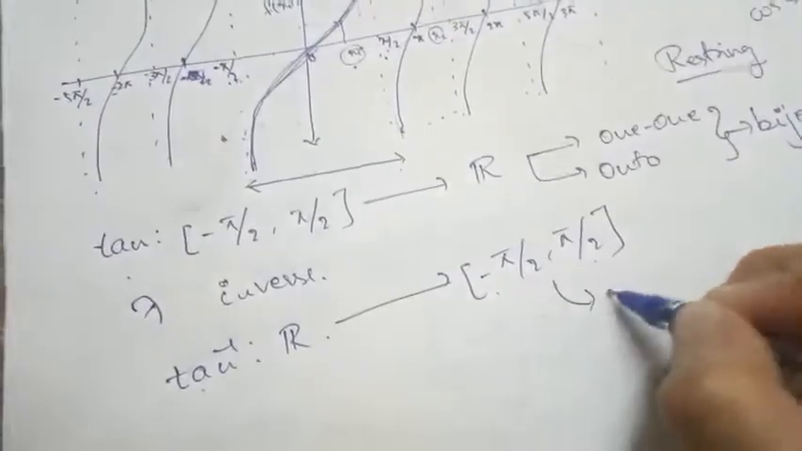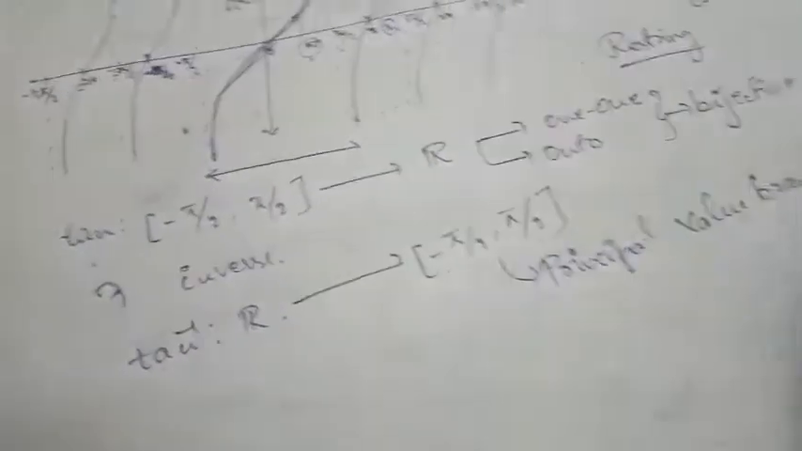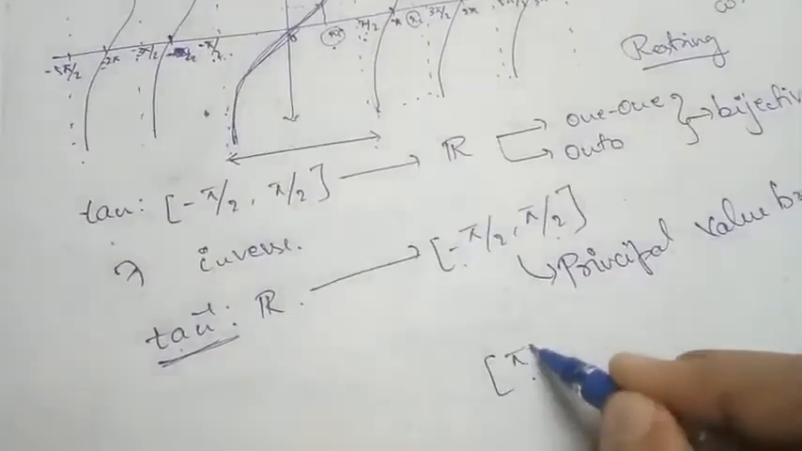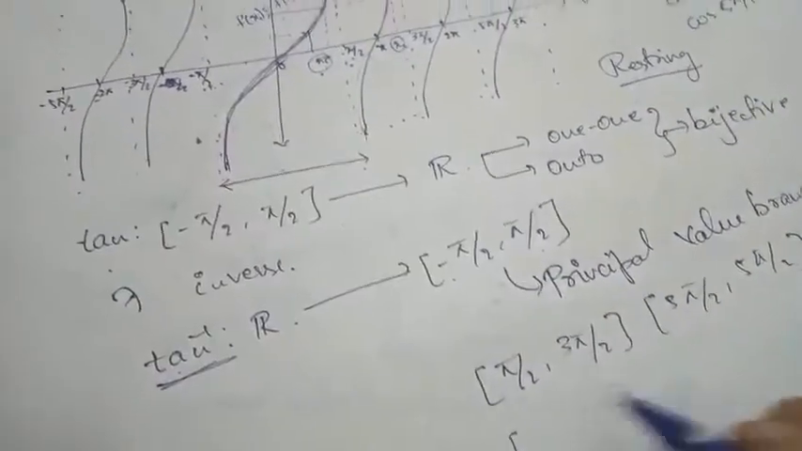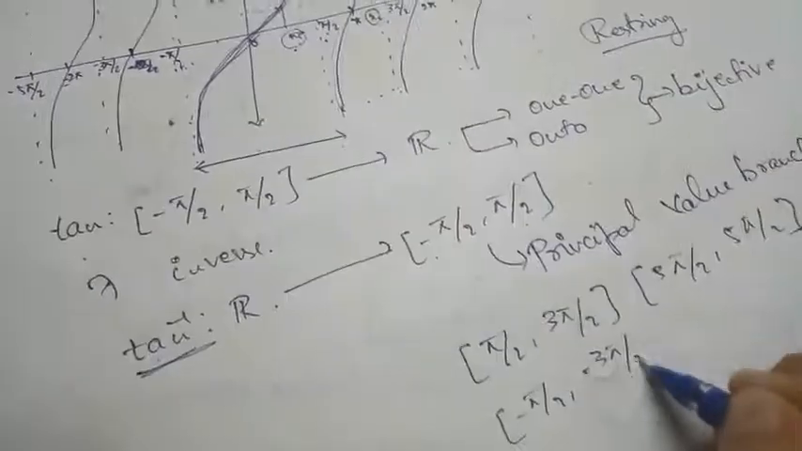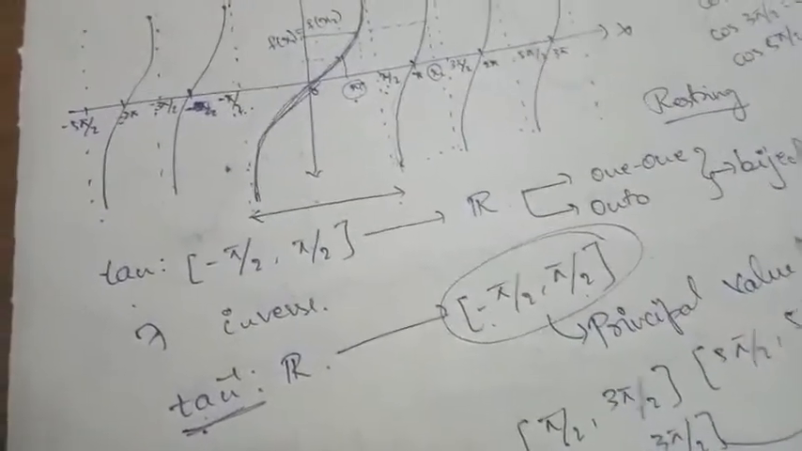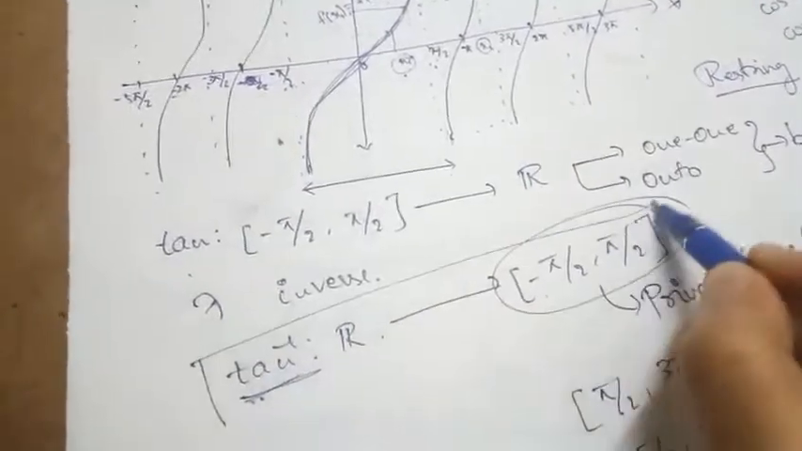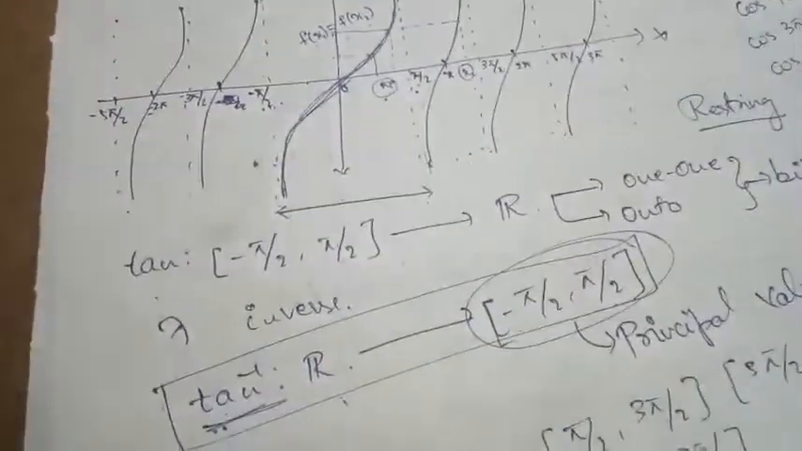So this range, that is minus pi by 2 to pi by 2 of tan inverse, is called the principal value branch of the inverse of the tan function. And the rest of the branches, as I said, suppose I restrict from pi by 2 to 3 pi by 2, or from 3 pi by 2 to 5 pi by 2, or minus pi by 2 to minus 3 pi by 2, all these become different branches of the tan inverse function, but this becomes the principal value branch of the tan inverse function. So the tan inverse function is defined from the set of real numbers to the principal value branch minus pi by 2 to pi by 2. So this is the inverse function defined, and this is how we are going to get the inverse of the tan function.